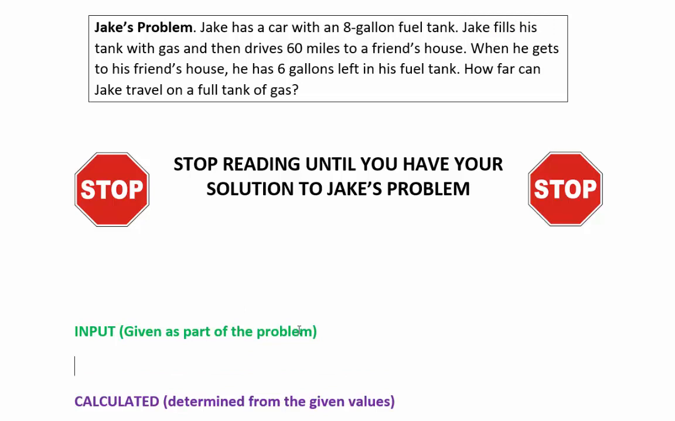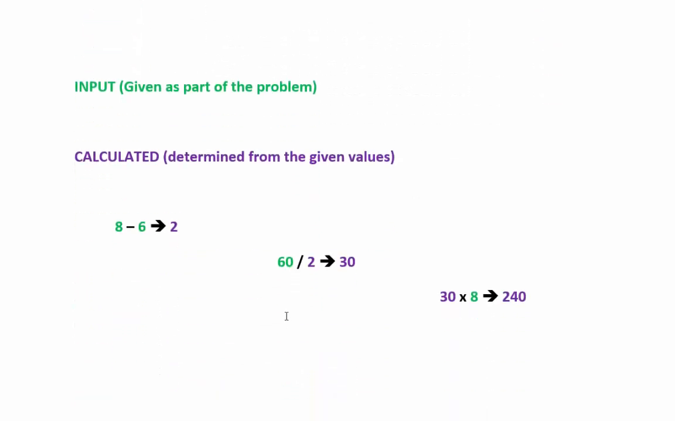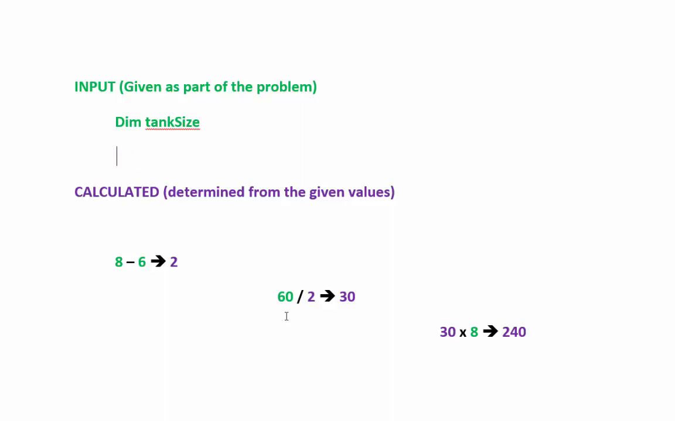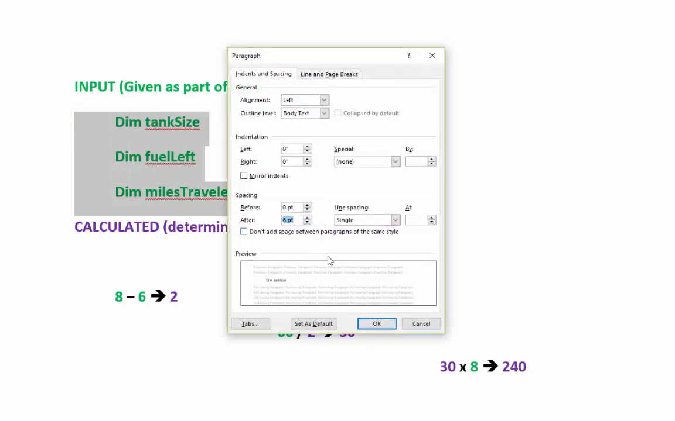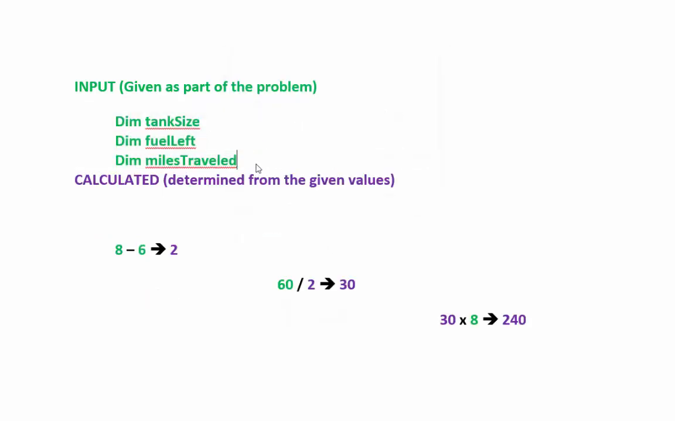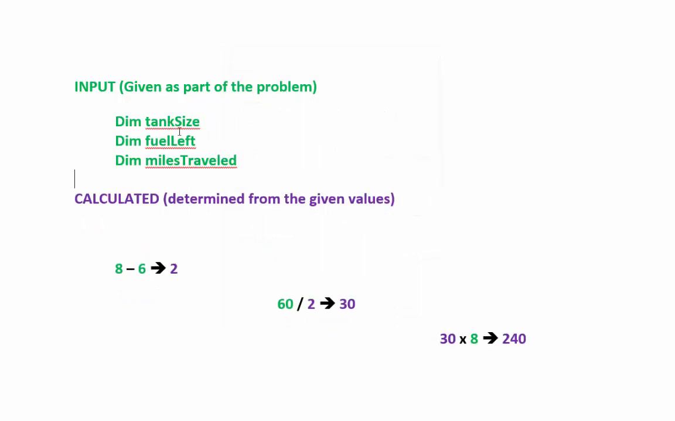Now, what do I want to call these variables? I'm going to call, how about tank size? And how about fuel left? And how about miles traveled? Right. I don't like the extra space in there. I don't need that for my note-taking purposes. So those are all input values. We're going to store 8, 6, and 60 into those.